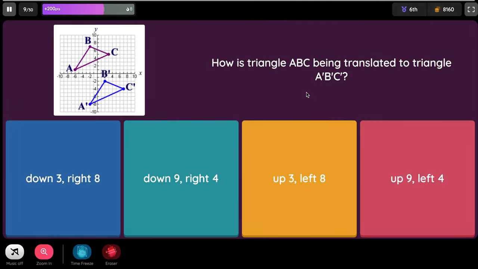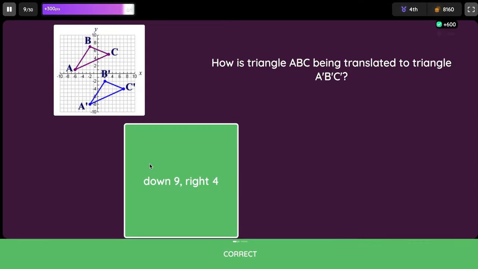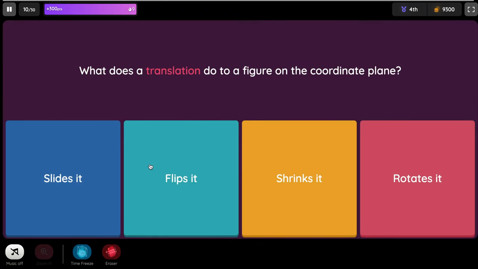How is triangle ABC being translated to triangle A prime, B prime, C prime? I'm going to choose this point C again, and we'll make it reach C prime. Let's count. We will go down by 1, 2, 3, 4, 5, 6, 7, 8, 9, and then we will move to the right by 1, 2, 3, 4. Sorry, 4. Down 9, right 4. What does a translation do to a figure on the coordinate plane? Does it slide it, flip it, shrink it, or rotate it? Slide it.